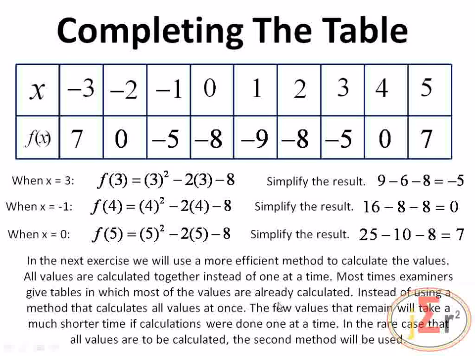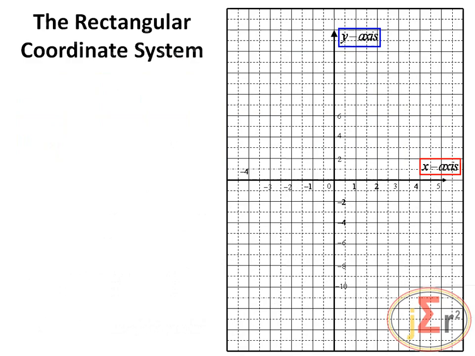In the next exercise, we will use a more efficient method to calculate the values. All values are calculated together instead of one at a time. Most times, examiners give tables in which most of the values are already calculated, instead of using a method that calculates all values at once. The few values that remain will take a much shorter time if calculations were done one at a time. In the rare case that all values are to be calculated, the second method that we are going to be taking a look at will be used.